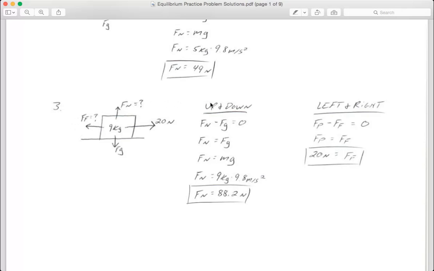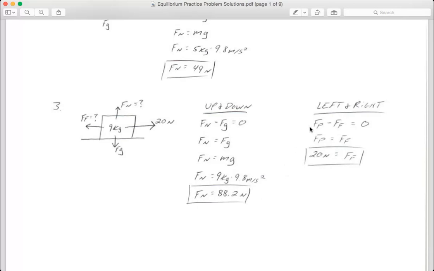Now I'm going to add up my up and down stuff. First, I could add up left and right. There's no particular order here that we have to do it. My normal force is my upward force. Gravity is my downward force. That's why it's minus gravity equals 0. Normal is going to equal gravity because my up stuff equals my down stuff. We have an equation for gravity, which is mass times g, which is 9.8. So I plug in my numbers, mass 9 kilograms, g 9.8 meters per second squared, and I get that the normal force is 88.2 newtons.